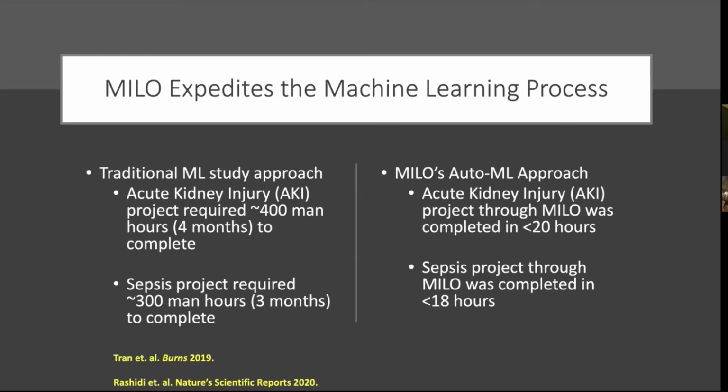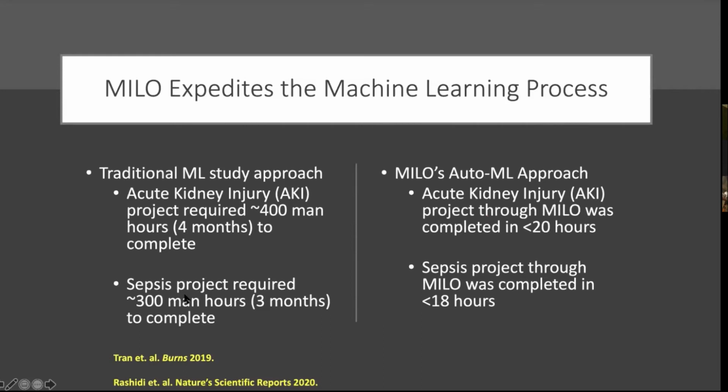What I meant by expediting the process, again, these are the separate IPs that I was mentioning earlier. So our acute kidney injury study, as I showed you, took us 4 months of nonstop work to find the optimized ML model. MILO was able to find the best model, actually found a slightly better model, and it did it in less than a day. So something that took us 4 months, MILO did in less than a day.